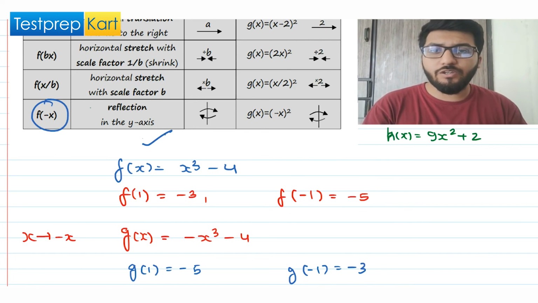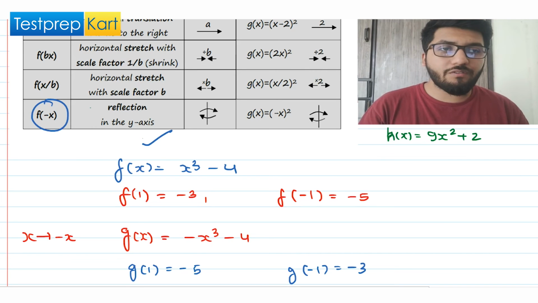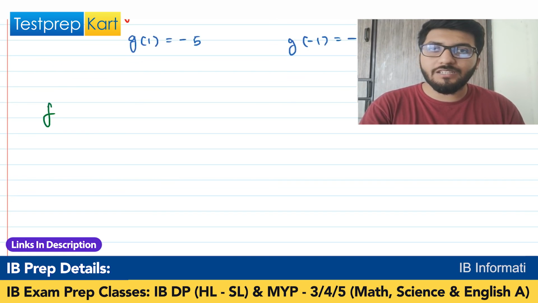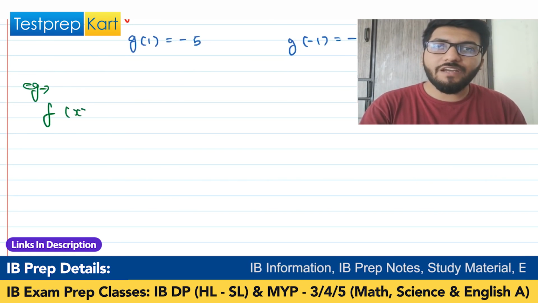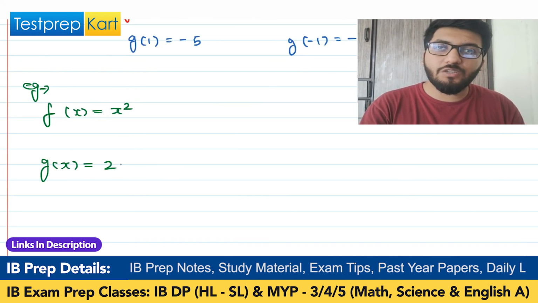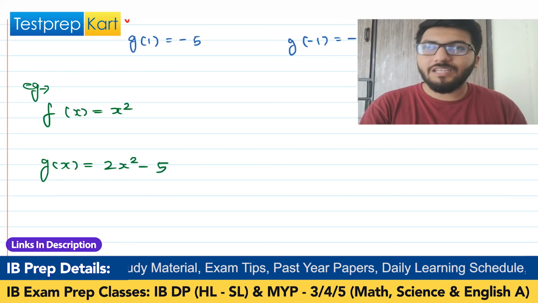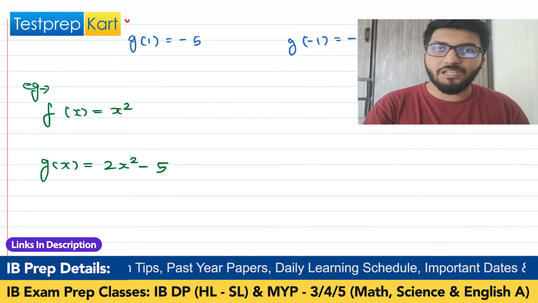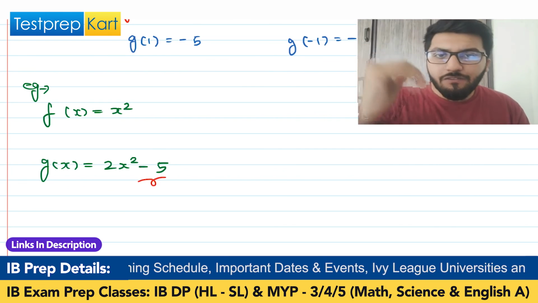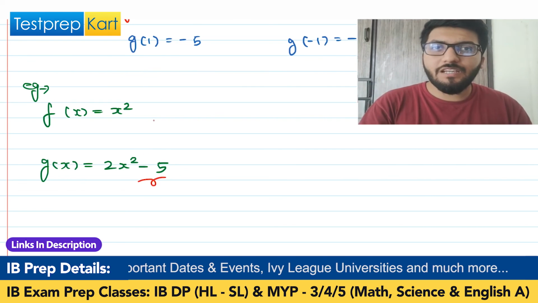One thing that I want to give you as a tip is that sometimes I've seen students get confused. Let me show you one example. If I have f of x equal to x square, then let's say g of x is a new function, 2x square minus 5. Here we can see that there are two transformations taking place. We're subtracting 5 and we're multiplying by 2. So sir, in which order should we proceed with the transformations?